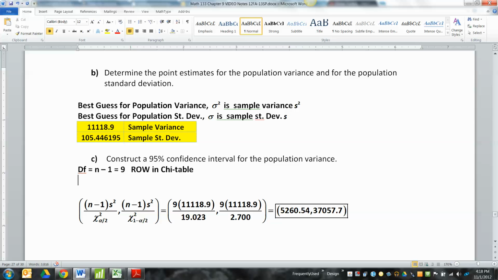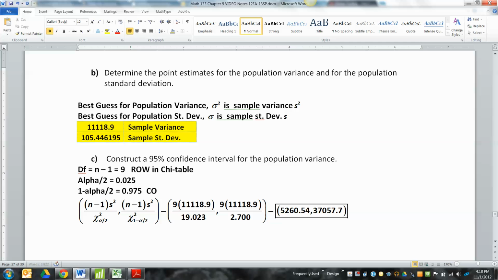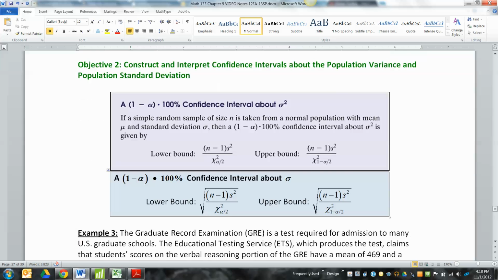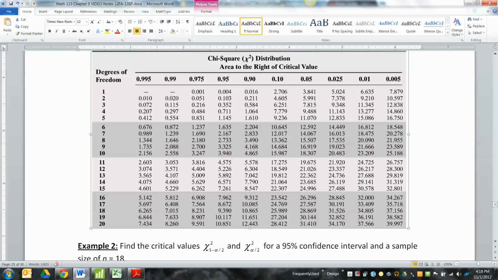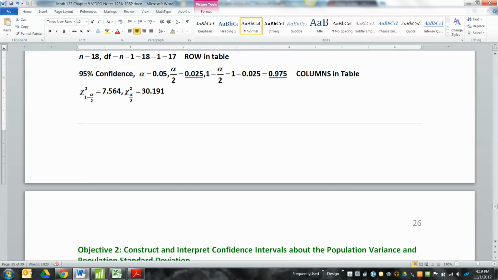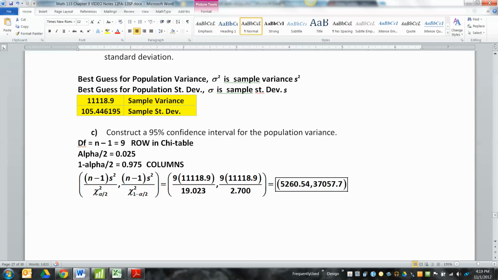And then your alpha. So alpha over 2 is equal to 0.025 again for this one. And again, know that it will not always be the case. It just was here. And the other is 0.975. Right? So those are the columns in the table. So you go 0.025, drop down to 9, right there, 19.023. And then over here, 0.975, drop down to 9, 2.7. So that's where the two numbers came from for the denominators, 19.023 and 2.7.